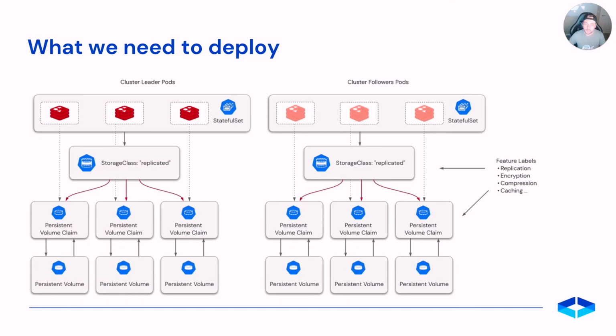So the final architecture we want to deploy is the one that is currently displayed on the screen. This is going to be a Redis cluster with 3 leader pods as well as 3 follower pods. All the storage is going to be dynamically provisioned by the use of a storage class, which we are going to call replicated, and that will also specify a certain number of policies that will be applied to all the provisioned volumes. So dynamically, the storage class will provision a persistent volume claim and persistent volume that will be individually attached to every pod that is composing that application.